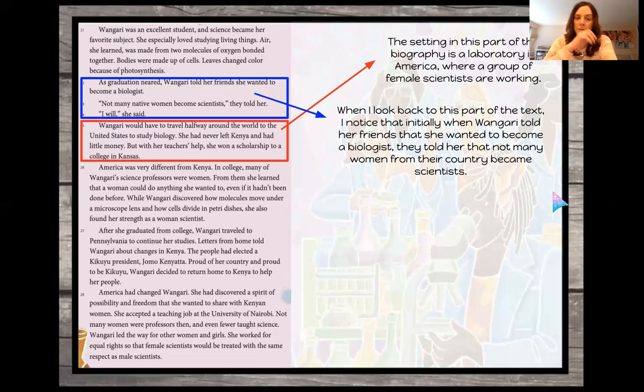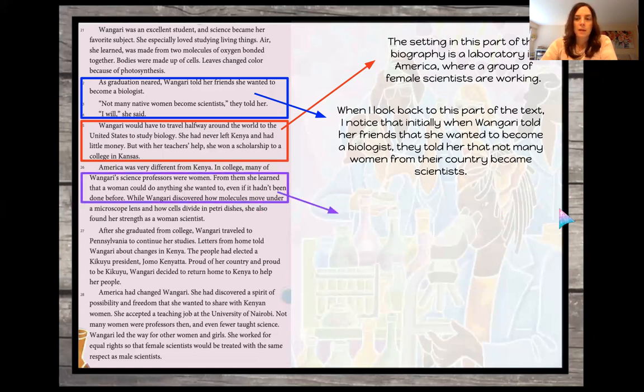America was very different from Kenya. In college, many of Wangari's science professors were women. From them, she learned that a woman could do anything she wanted to, even if it hadn't been done before. While Wangari discovered how molecules move under a microscope lens and how cells divide in petri dishes, she also found her strength as a woman scientist. After she graduated from college, Wangari traveled to Pennsylvania to continue her studies. Letters from home told Wangari about changes in Kenya. The people had elected a Kikuyu president, Jomo Kenyatta. Proud of her country and proud to be Kikuyu, Wangari decided to return home to Kenya to help her people.